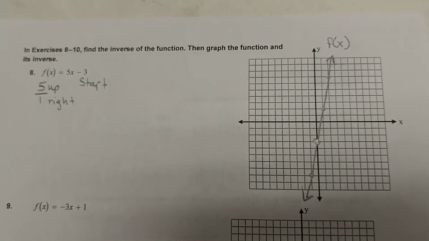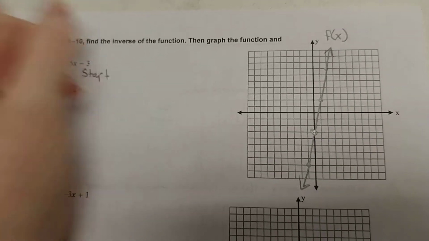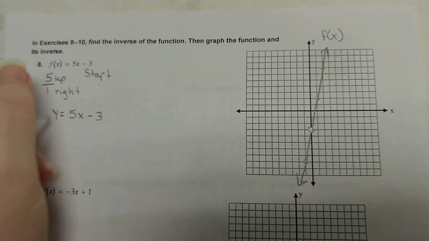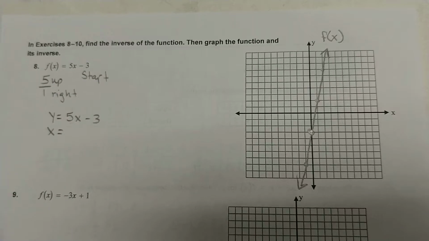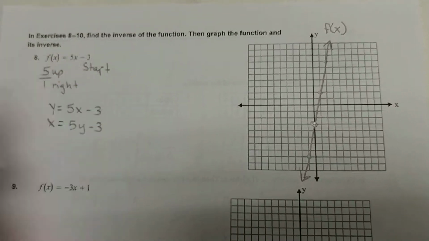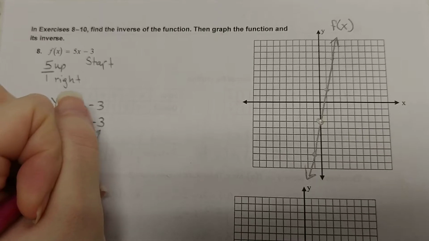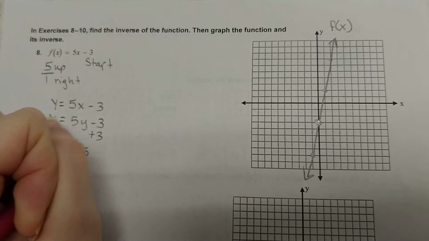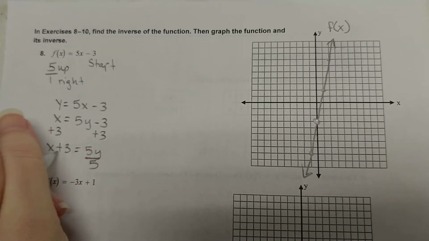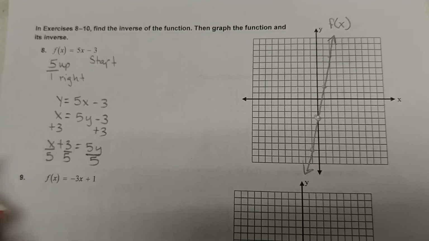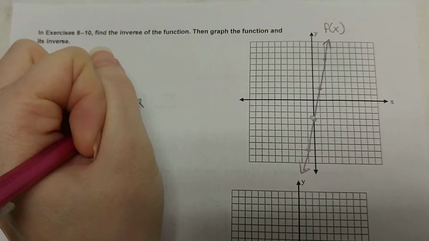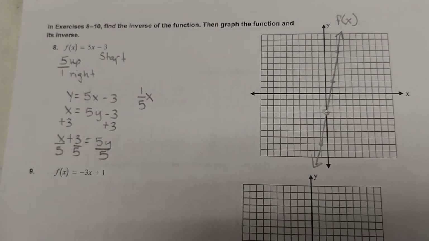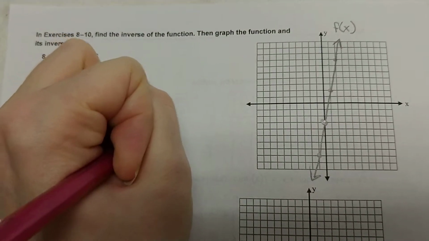Okay, then it says that I want to find the inverse. So that's where I'm going to switch f of x to y. So y equals 5x minus 3. And then I'm going to switch my x and my y. So I have x equals 5y minus 3. Now I need to solve for y. So I'm going to add 3 to both sides, which gives us x plus 3 equals 5y. Divide by 5, and I'm going to divide each piece by 5. So we get 1/5 x. Dividing by 5 is the same as multiplying by 1/5, plus 3/5 equals y.